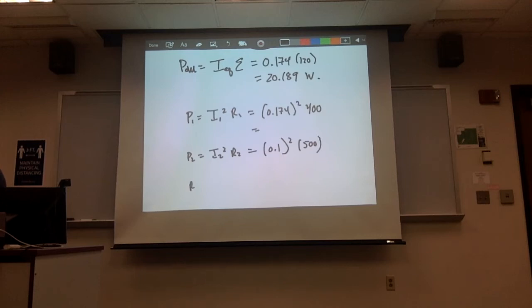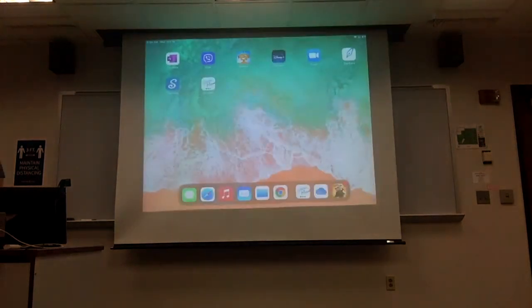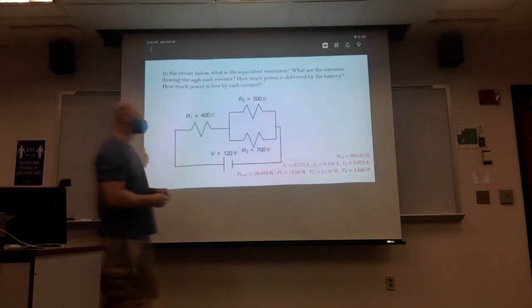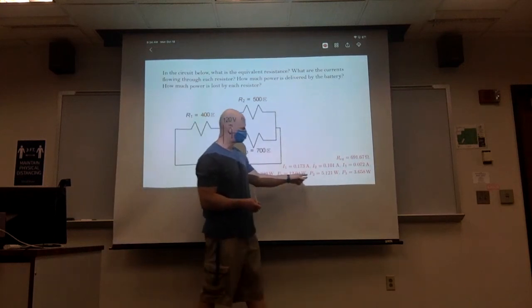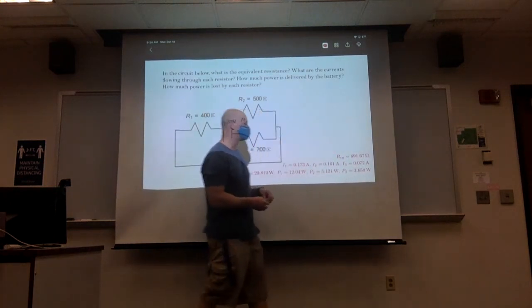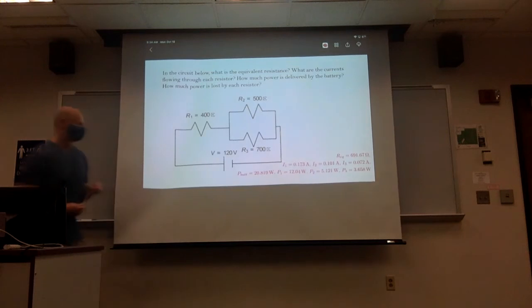And finally, for the third one, P3 is I3 squared times R3, which is 0.074 squared times 700. Plug in all of our numbers, we finally find these expressions. So we get 12.04, 5.121, and then 3.658.